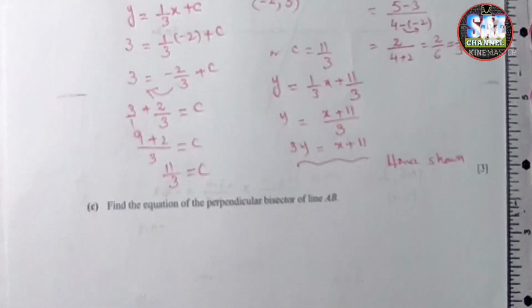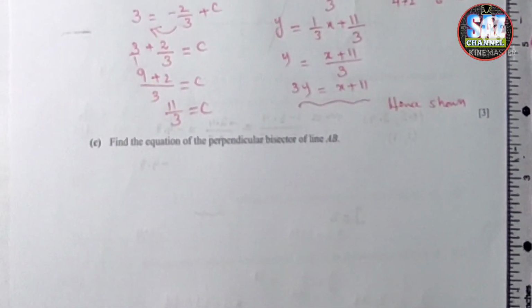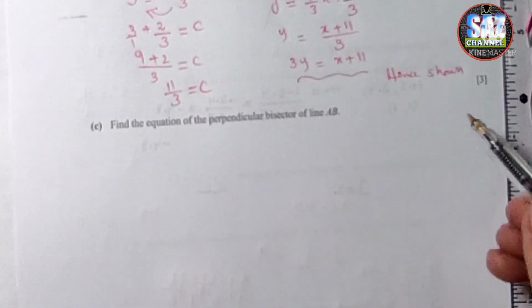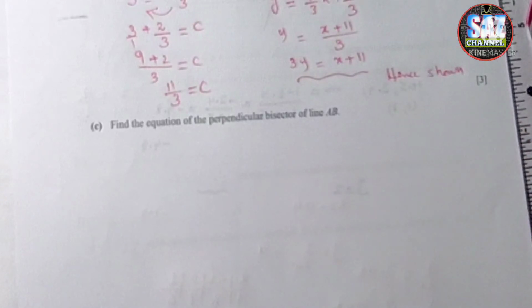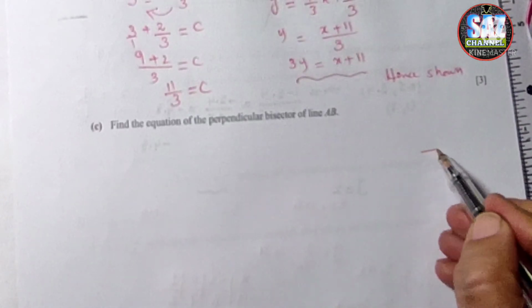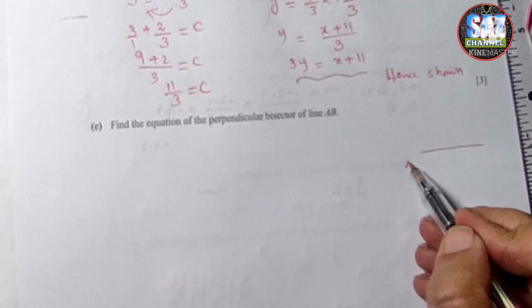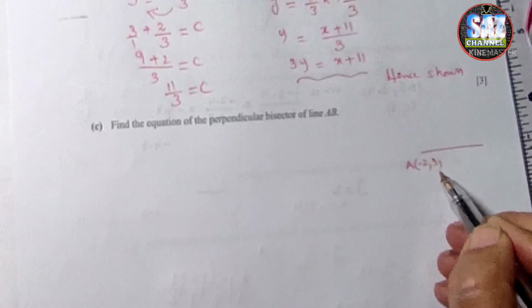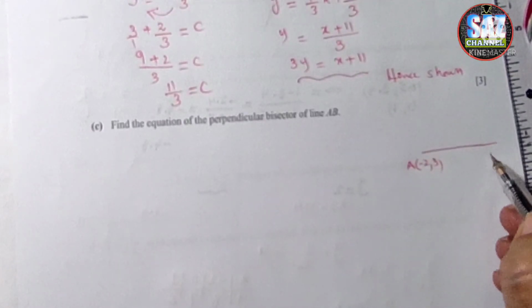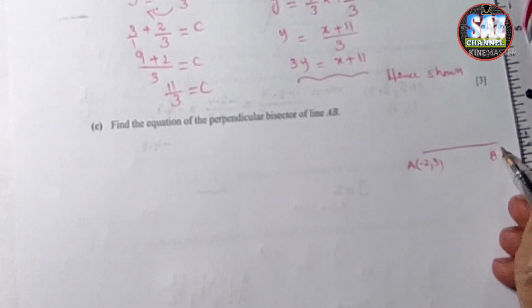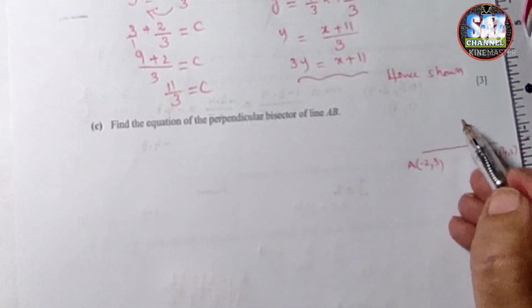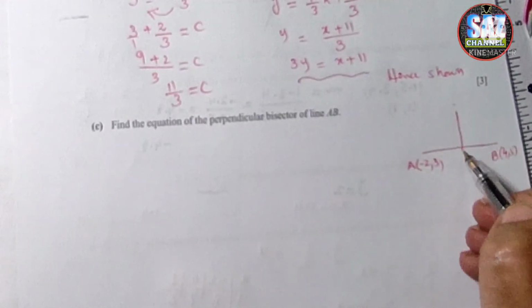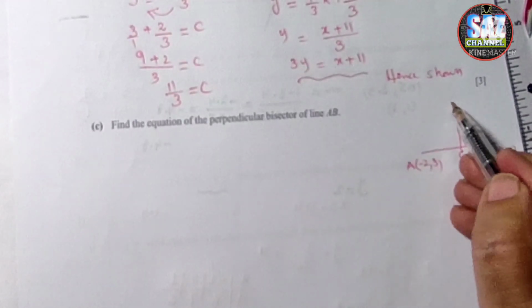Okay, moving to the next part, and the next part says find the equation of the perpendicular bisector of AB. Recall my lesson about the equation of a perpendicular bisector, what points are important to get the equation of a perpendicular bisector, and what is the meaning of a perpendicular bisector. Okay, 4 and 5. We have to find the line which is perpendicular to this line. Suppose this point is C and this is D.